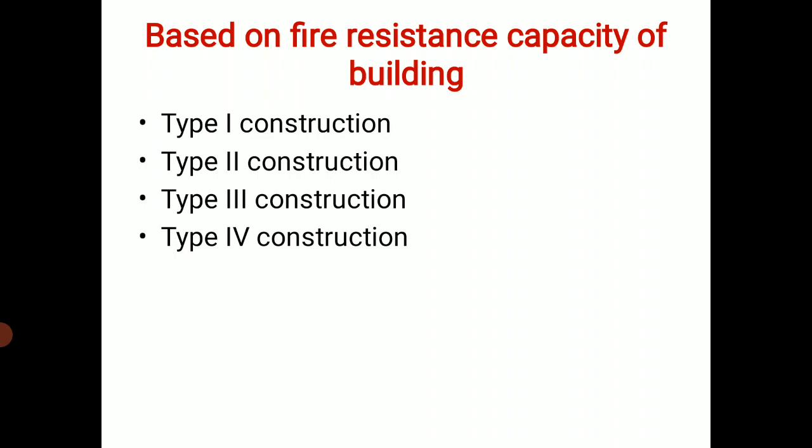Okay, so all the exterior structural components and the inner walls are made of incombustible materials. The rest of the components are all made of combustible materials, and the fire resistance capacity is 2 hours. Then type 4 construction, in which all the structural components, that is the load bearing walls, the roofs, the floors, the exterior walls, are all made of combustible materials, and the fire resistance capacity is 1 hour. Okay, so these are the various classifications based on the fire resistance capacity of buildings.